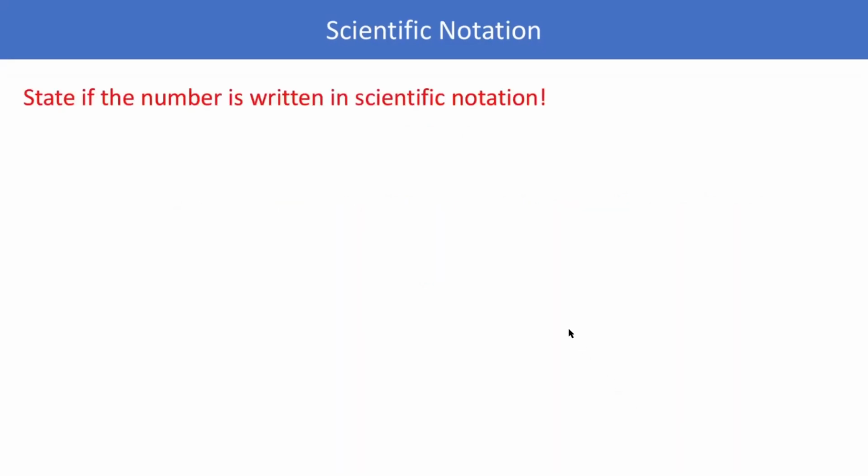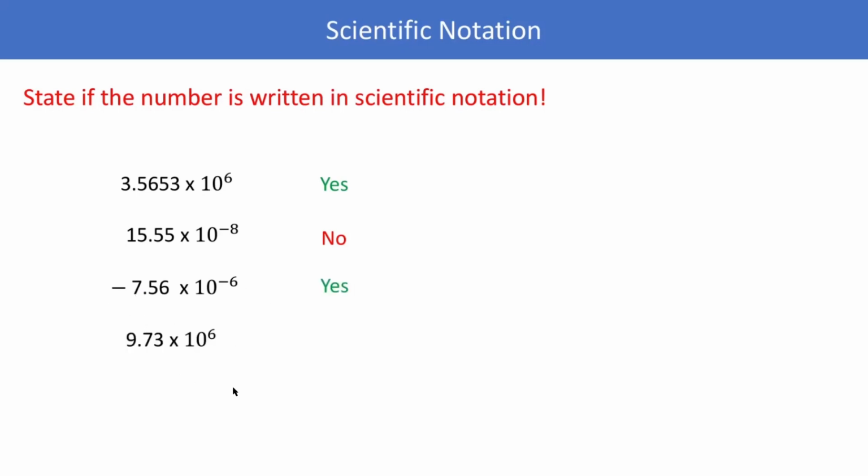Let's see which of these numbers are written in scientific notation. This one is, yes, written in scientific notation. This one no, because I have 2 digits here. This one is okay. I have only 1 digit. It's a negative number. This one is fine. This one is not fine. It's not a scientific notation because this digit here is not allowed to be 0. It has to be other than 0, 1 digit.